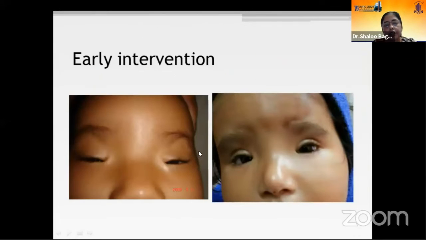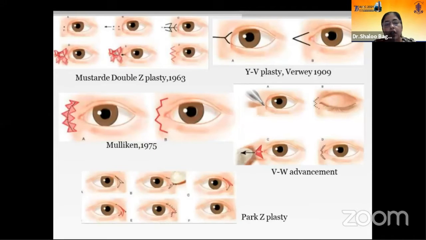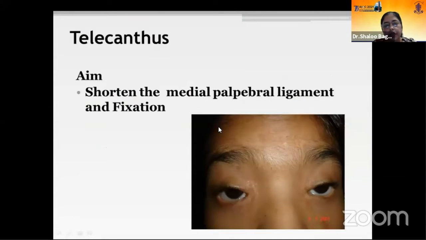And as already stressed by Dr. Mukesh, if the visual axis is obscured, then we have to go for a temporary frontalis sling to prevent amblyopia. So the first stage is correction of epicanthus and telecanthal fold. Various modifications of Z-plasty or double Z-plasty can be performed to correct the epicanthus.